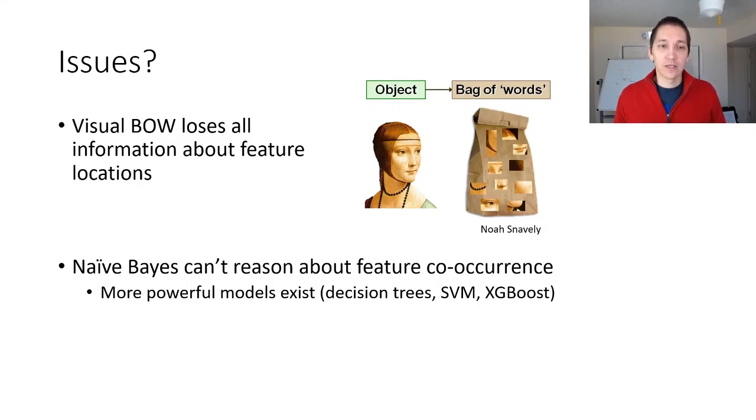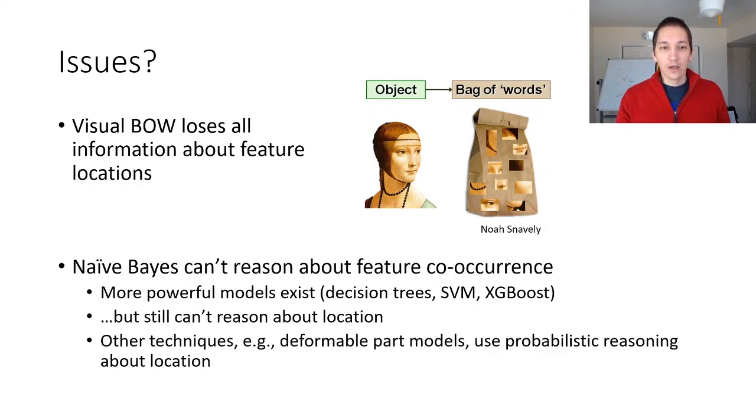The other issue is that naive Bayes can't reason about feature co-occurrence. If two things are highly correlated, it's assuming that they're conditionally independent given the class, but this is oftentimes not true in practice. And so you can use more powerful machine learning models to try to improve your classification accuracy, such as decision trees, support vector machines, etc. Now, in order to reason more about location, you have to incorporate more information into the model. There are other techniques like deformable part models that actually use reasoning about the location so that you can, for example, better recognize things like faces.